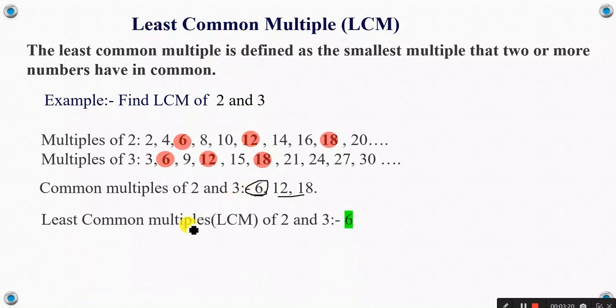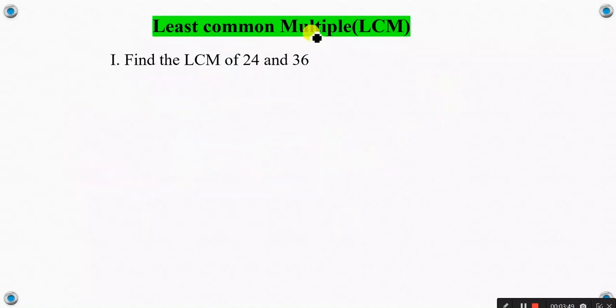So here we already listed: the least common multiple of 2 and 3 is 6. This method is the listing method. We can also use the prime factorization method and the ladder method to find the least common multiple of numbers. Let us see the prime factorization method.